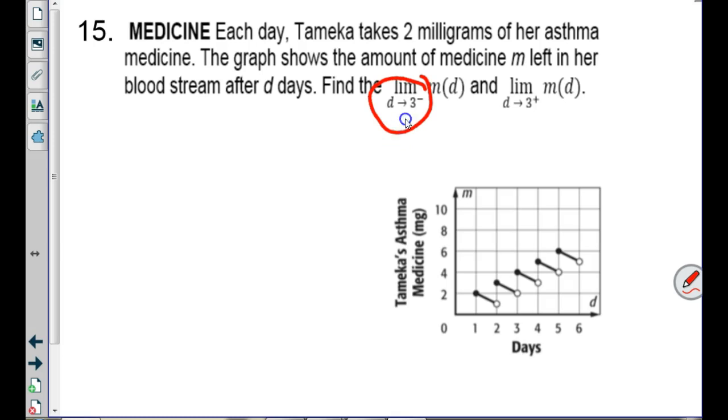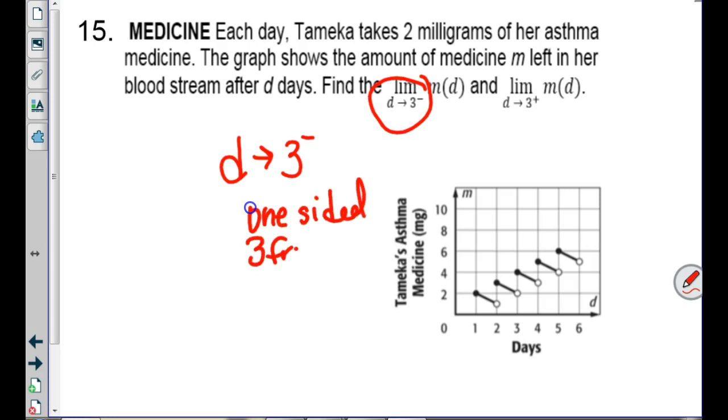Haven't done any of these today. What is this asking? Yes, as it approaches 3 from the left, it is a one-sided limit. Okay, so we get to x equals 3, which is here, coming from the left. What y value is it approaching? 2. So this answer is 2 right here.